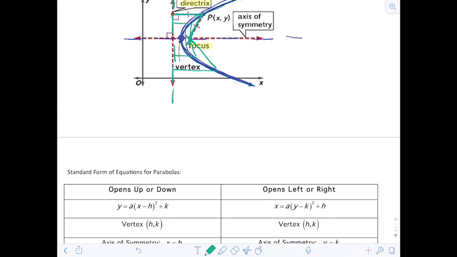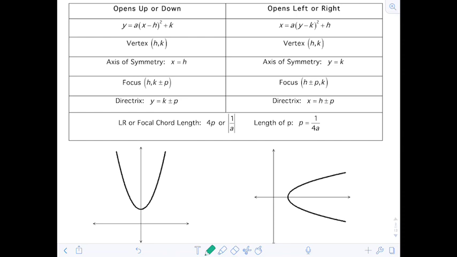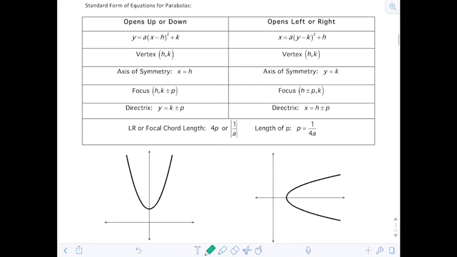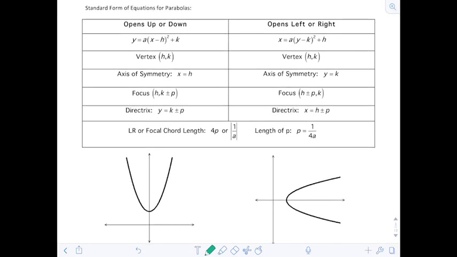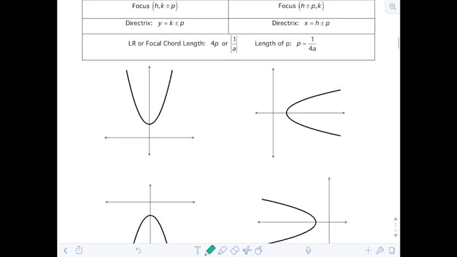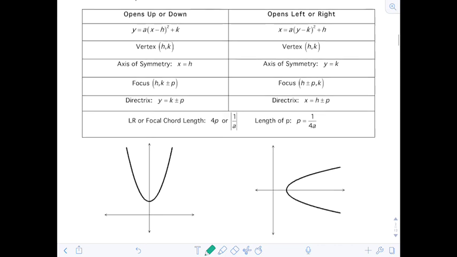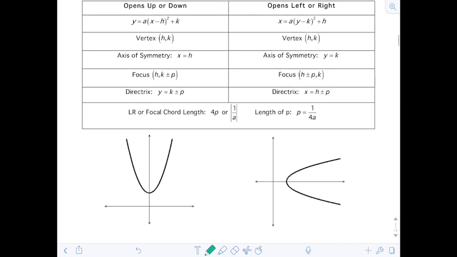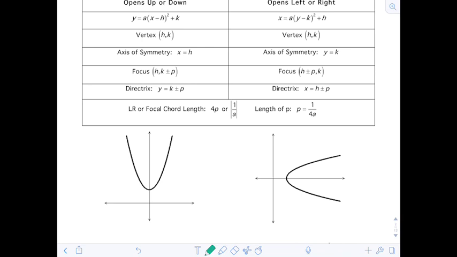Okay, so now that we have some of those characteristics that we are going to use in just a little bit as we do our graphs, we're going to go to this chart on the next page, and look at some of the meanings and formulas that go with these various terms: focus, directrix, axis of symmetry. The first that we are going to look at here on the left is parabolas that open up and down.